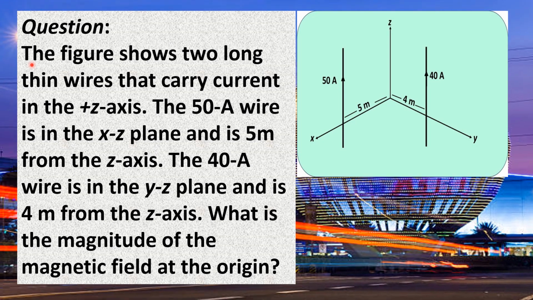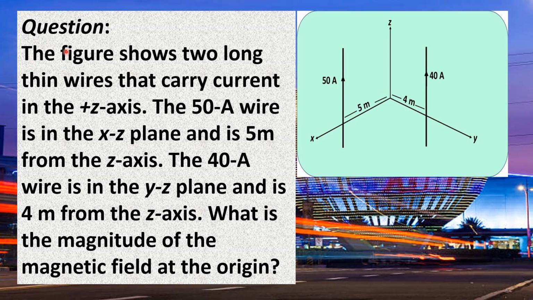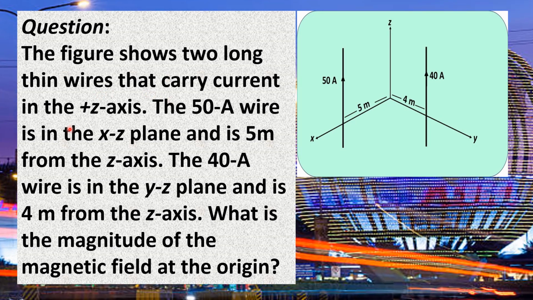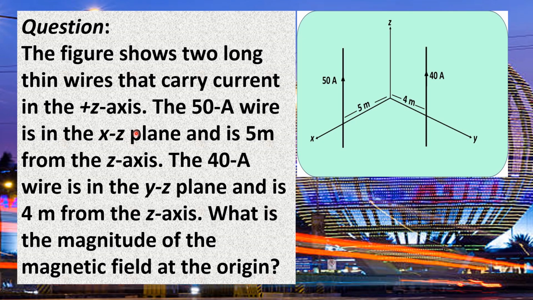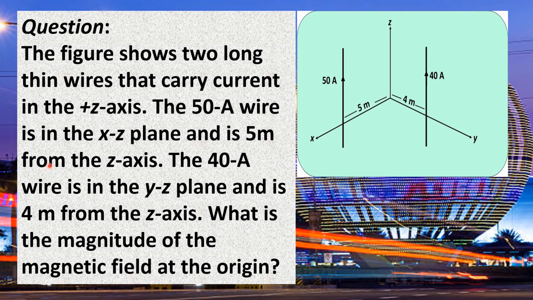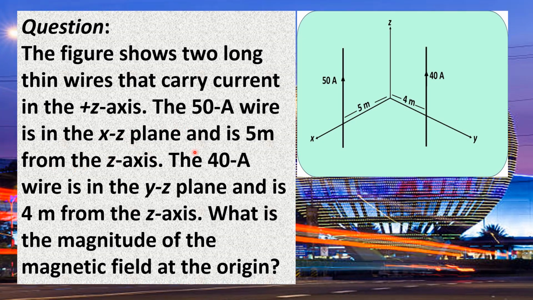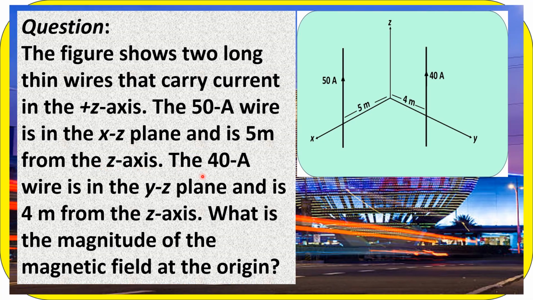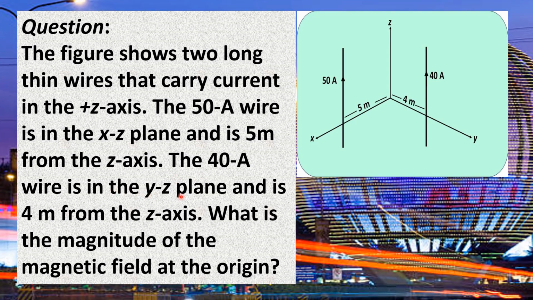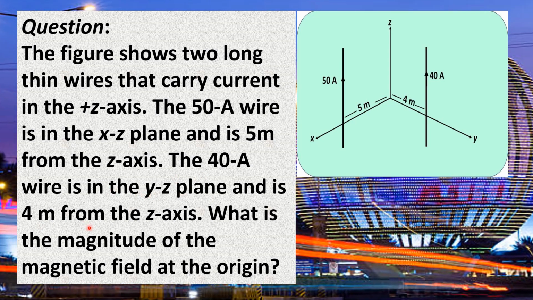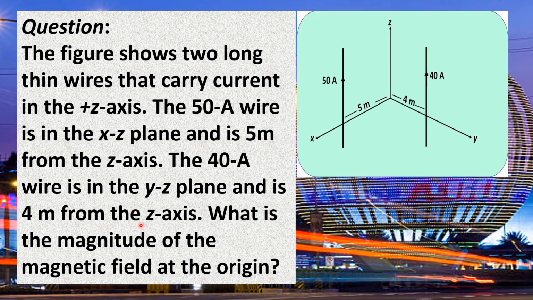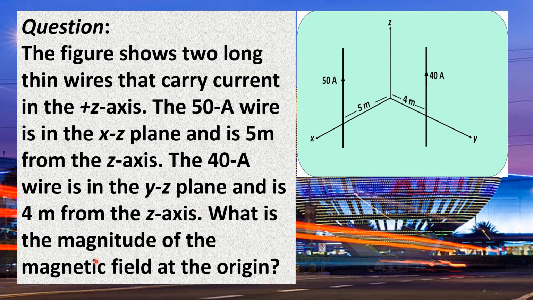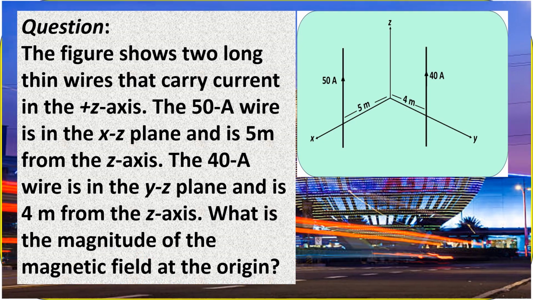The question is, the figure shows two long thin wires that carry current in the positive z-axis. The 50 ampere wire is in the XZ plane and is 5 meters from the z-axis. The 40 ampere wire is in the YZ plane and is 4 meters from the z-axis. Question is, what is the magnitude of the magnetic field at the origin?